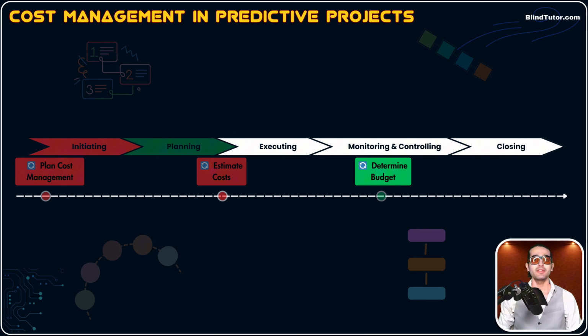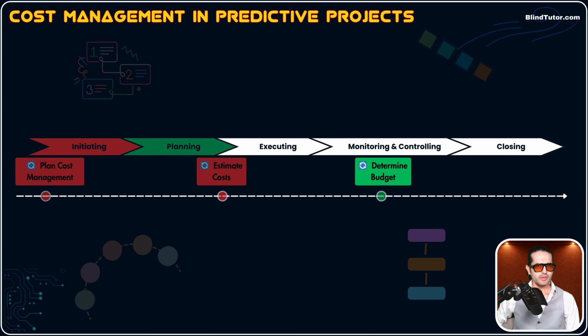Congratulations on finishing up the second process of cost management in predictive projects, and welcome to the third process. We are still in the planning phase and we're gonna do the process called determine budget, guys.